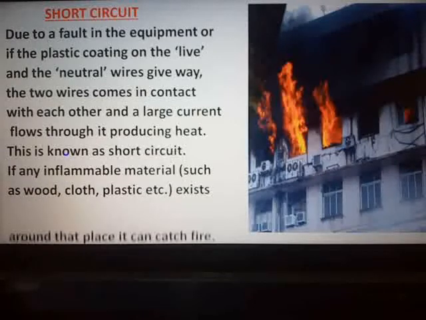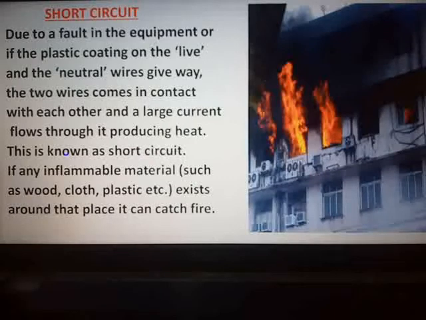If any inflammable material such as wood, plastic, or cloth exists around that place, then it can immediately catch fire, and in a few seconds, in no time, all your appliances or your house, your buildings, can be set on fire. So care has to be taken to see that the plastic coating on the live and neutral wires is always in proper condition. The insulation of the wires should be checked periodically.